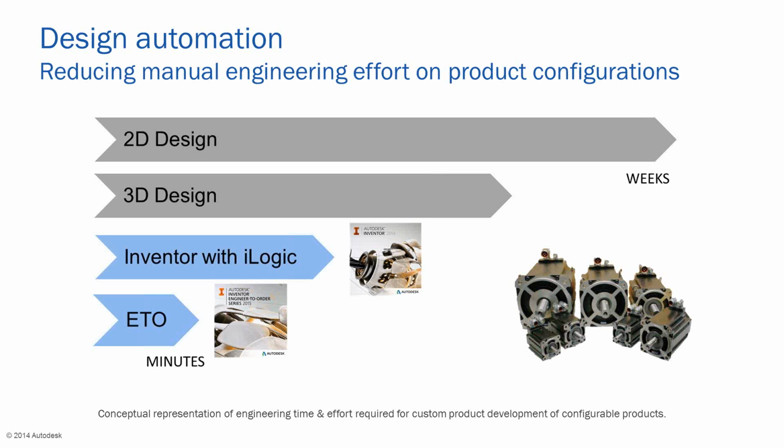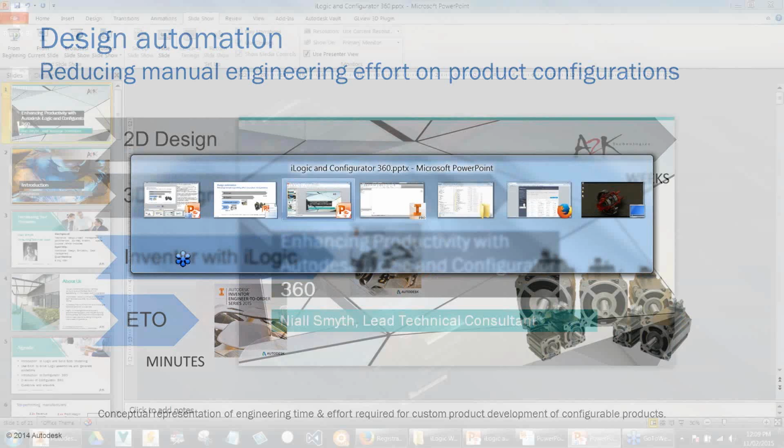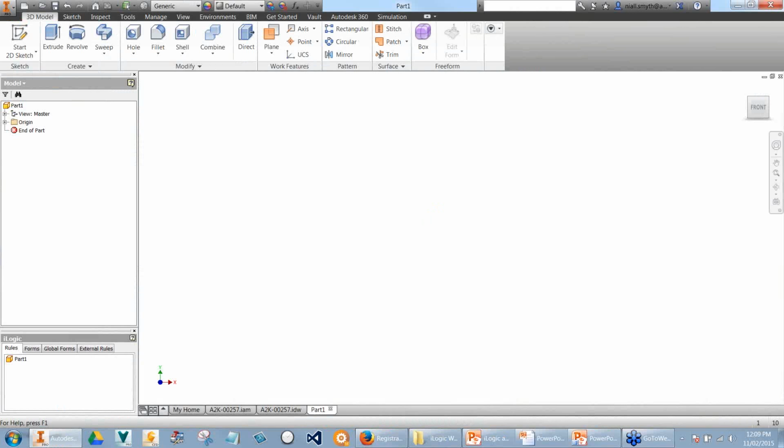So design automation is a building block, and it's essentially a prerequisite for sales automation. But before we start talking a bit too much about sales automation, engineer to order, and Configurator 360, what we'll do is jump into Inventor, and we'll give a look at what iLogic is and how people can get started on using iLogic.